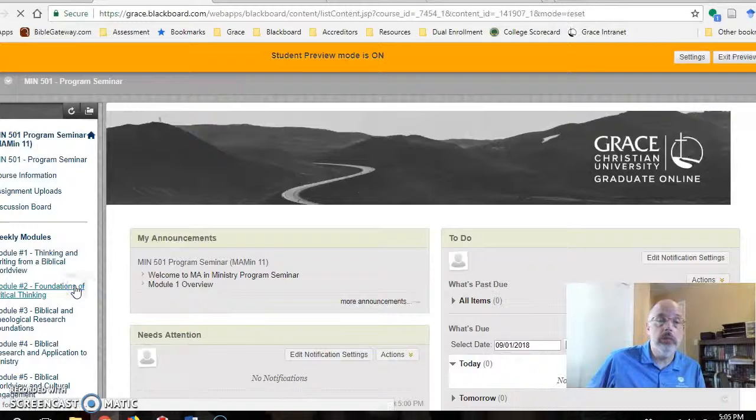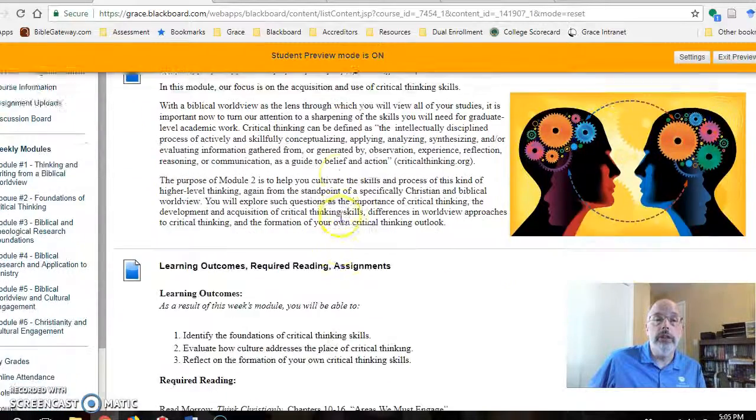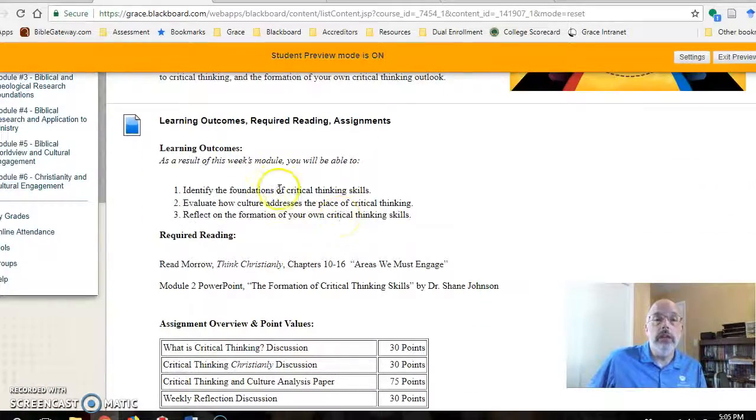So let's look at Module 2. And please read every word of every module, but I'm going to skim by the introduction. And let's look at the learning outcomes. As a result of this week's module, you should be able to identify the foundations of critical thinking skills. Last week we talked about foundations of biblical worldview. This week, foundations of critical thinking skills. Evaluate how culture addresses the place of critical thinking.